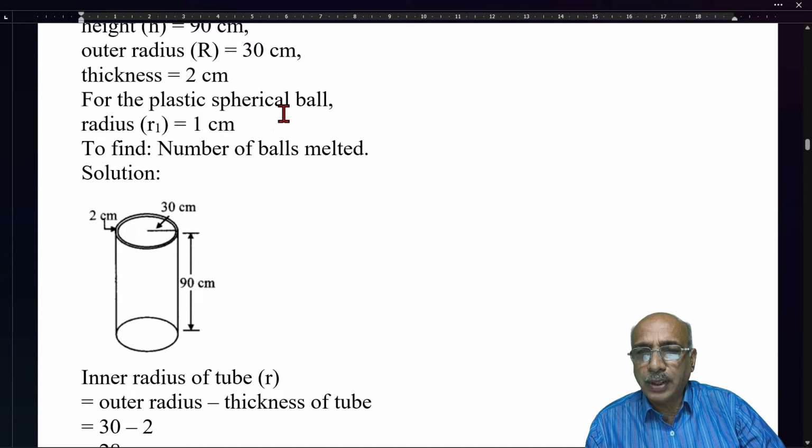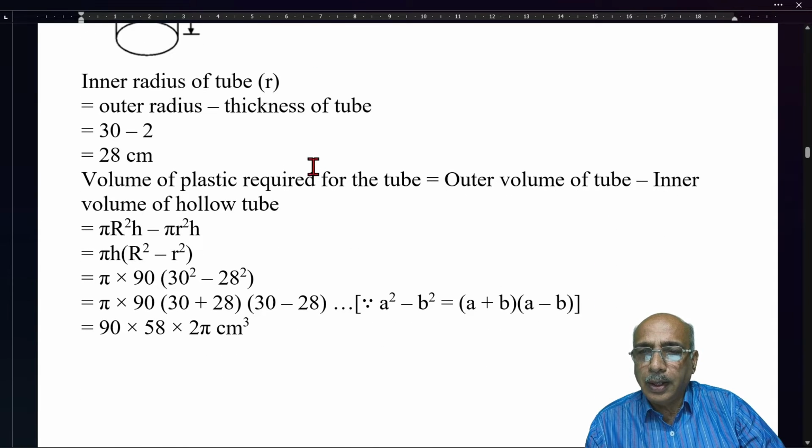For the plastic spherical ball, radius r1 equals 1 centimeter. To find the number of balls melted, inner radius of the tube equals outer radius minus thickness of the tube. So 30 minus 2 equals 28 centimeter. Volume of plastic required for the tube equals outer volume of the tube minus inner volume of the tube. So quantity of plastic used will be pi capital R square H minus pi r square H.